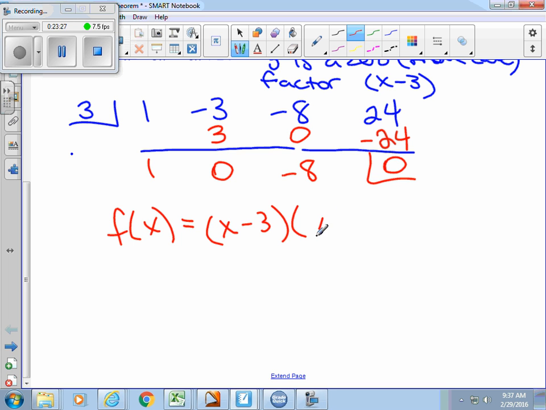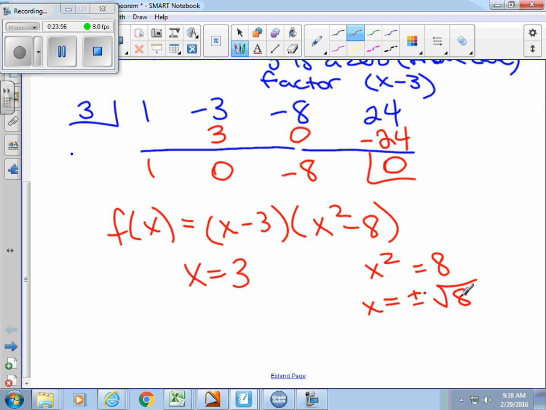So my function looks like that. Can I find all the zeros of that now? 3 is obviously 1. I found that one from the calculator. What about this? How do I find the zeros of x squared minus 8? Solve it, equal to 0. x squared minus 8 equals 0. Square root both sides. Anytime you take a square root, you get a plus or minus. What is the square root of 8? Someone with a calculator tell me that.